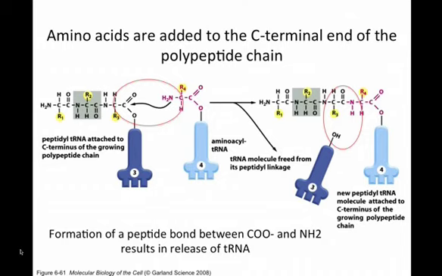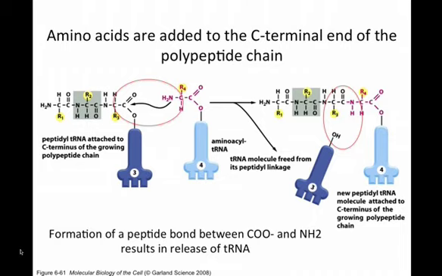So amino acids are added to the C-terminal end of the polypeptide chain, right? So you've got your growing polypeptide chain and the tRNA. So here it's showing a tRNA bound to, this is your peptidyl tRNA, so it's attached to the C-terminus of the growing polypeptide chain. And here's your new tRNA coming in. It's called the aminoacyl tRNA. It has to do with which bond is there. So this is an aminoacyl. This is peptide bond. There's a peptide bond here, aminoacylated tRNA.